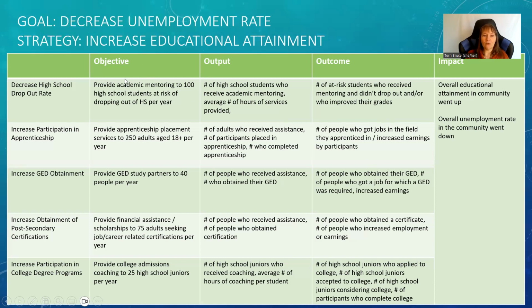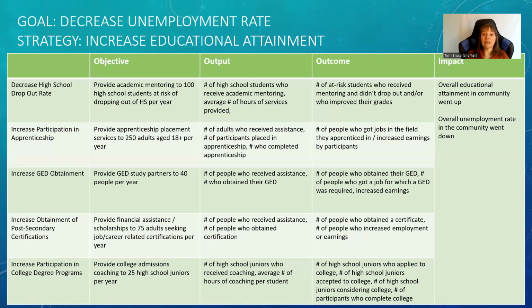So for this one, the objective to decrease the high school dropout rate, we're providing academic mentoring to at-risk kids. Originally, we had number of high school students who receive academic mentoring as our output. We could also look at the average number of hours of services provided to each student, because now this is getting a little more sophisticated, and this is also sort of a program evaluation metric, but is there a linkage between the number of hours of services provided and the intended outcome?